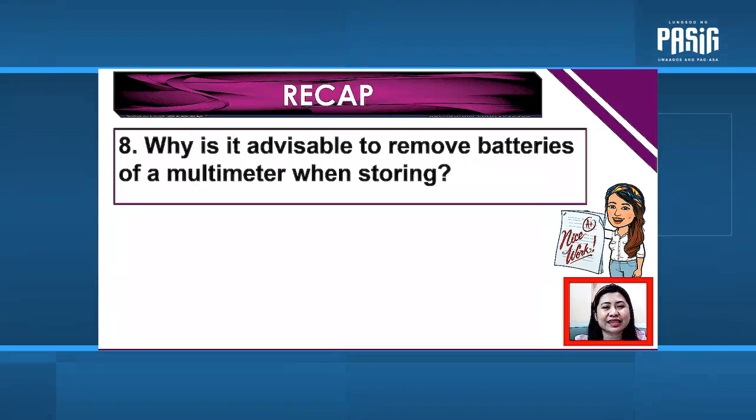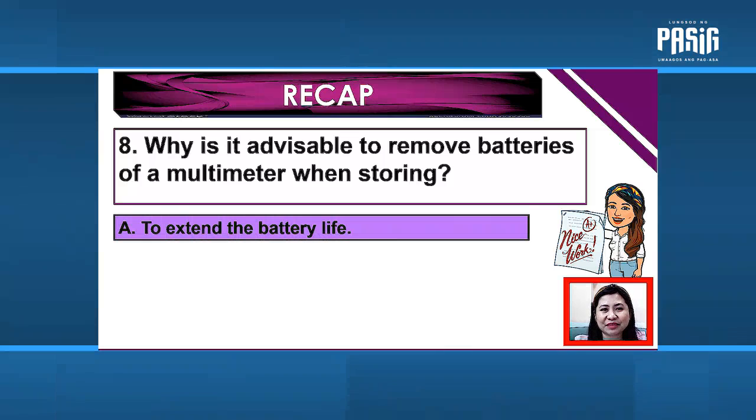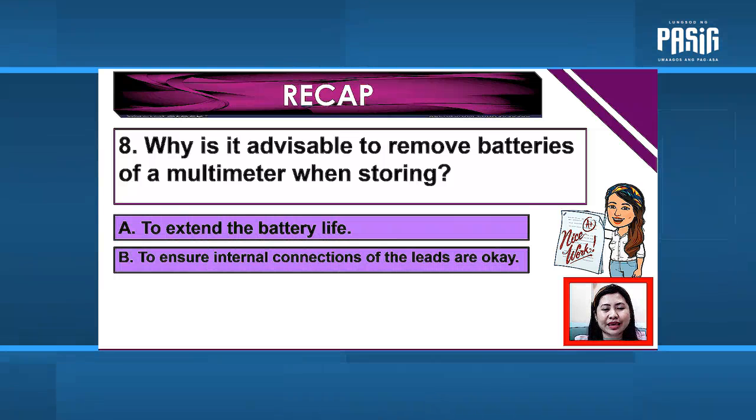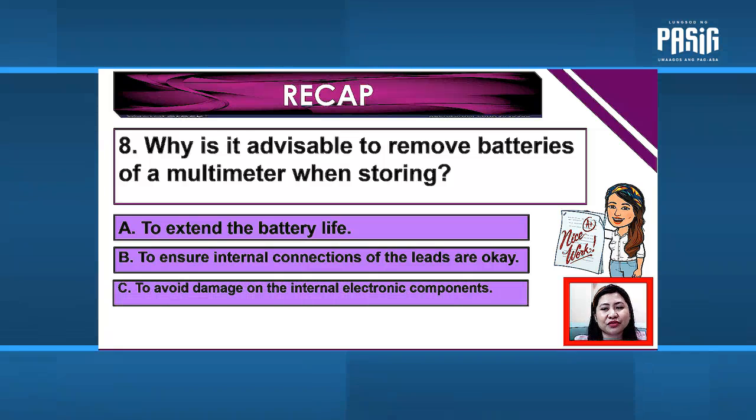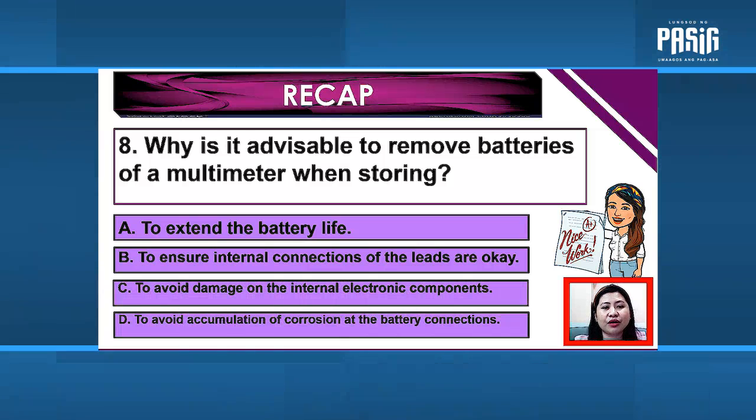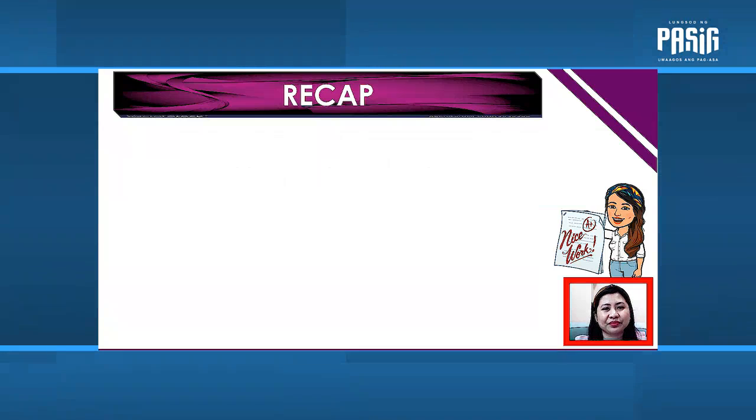8. Why is it advisable to remove batteries of a multimeter when storing? A. To extend battery life. B. To ensure internal connections of the LEDs are okay. C. To avoid damage on the internal electronic components. Or D. To avoid accumulation of corrosion at the battery connections.